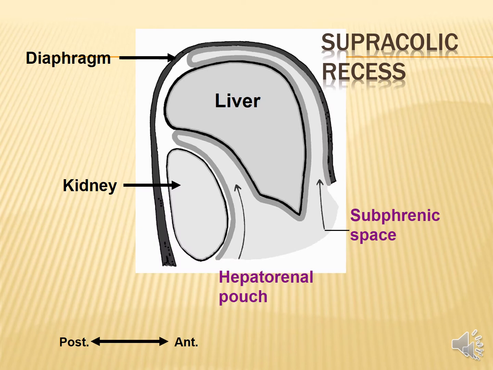Now let's discuss the most important subphrenic space, that is the hepatorenal pouch or the Morrison's pouch. What are the boundaries? First of all, anteriorly it is bounded by the right lobe of liver and the gallbladder, and posteriorly it has the right kidney with right suprarenal gland, second part of duodenum, and hepatic flexure of colon, along with transverse mesocolon.